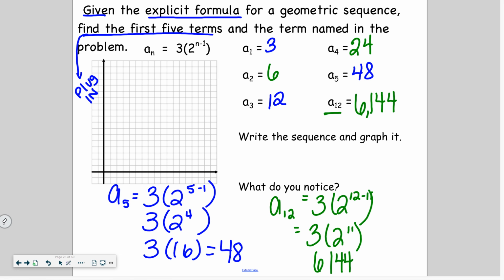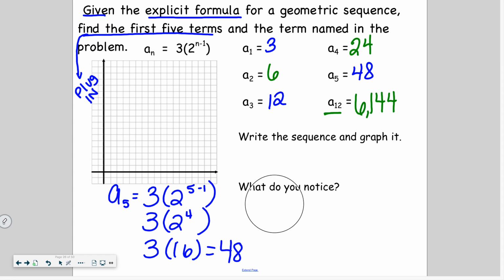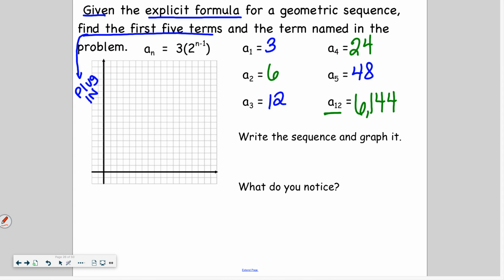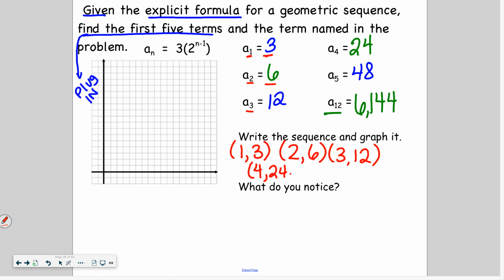Now, it says write the sequence and graph it. To be able to graph, we've got to have ordered pairs. For our first ordered pair, we plugged in the 1, and we got 3. So our ordered pair is (1, 3). For the next one, we plugged in 2, and we got 6. The next one, (3, 12), and you keep going. (4, 24), and then (5, 48). Of course, we're not going to be able to graph some of these, so just write them down. (12, 6,144).